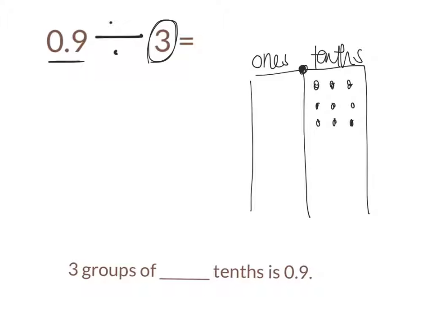Now we're trying to split it into 3 groups. So under that, what I want you to do is draw a line. And we're going to kind of make 3 sections. So right now I only have 1 section. If I draw another line, do you see how now I have 2 sections?